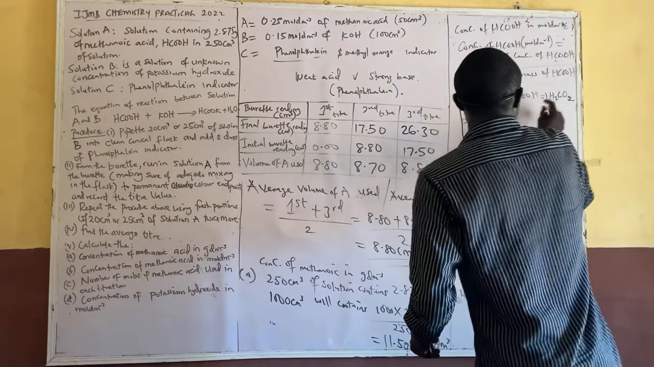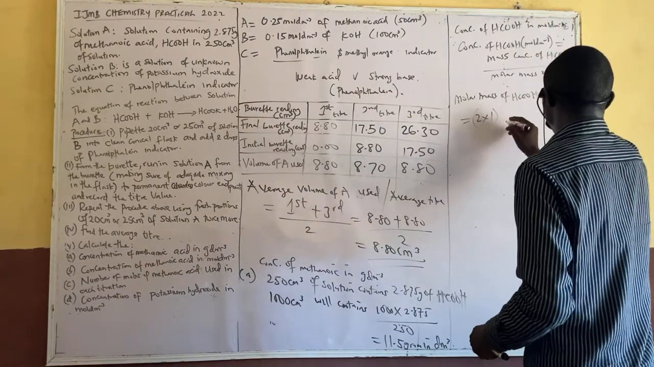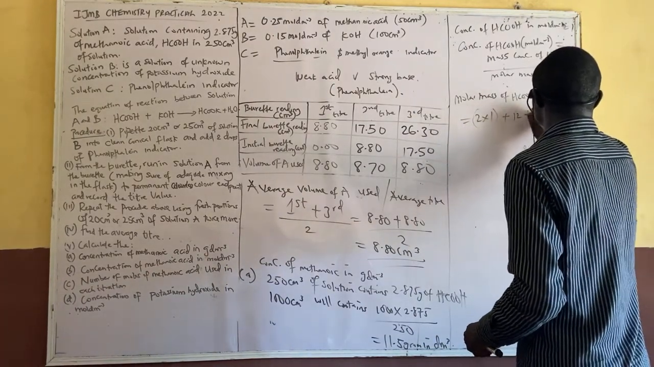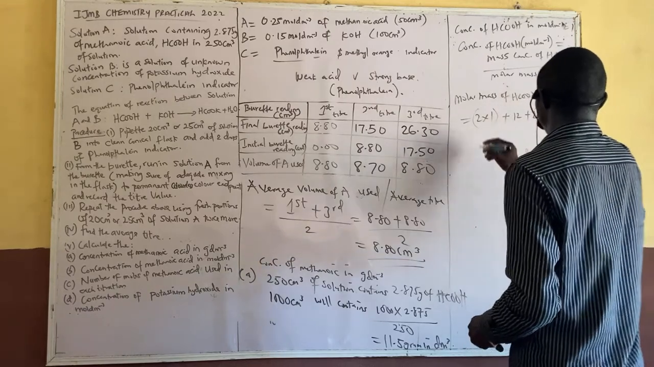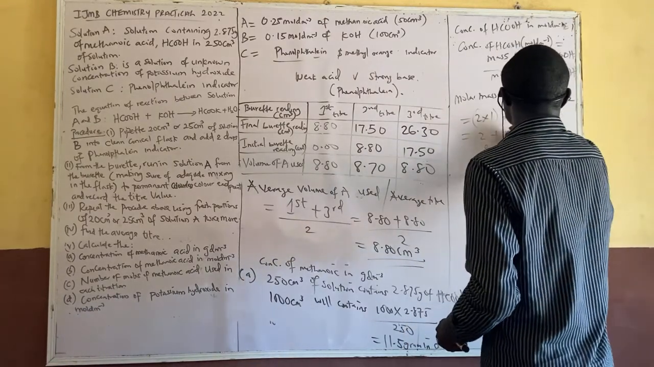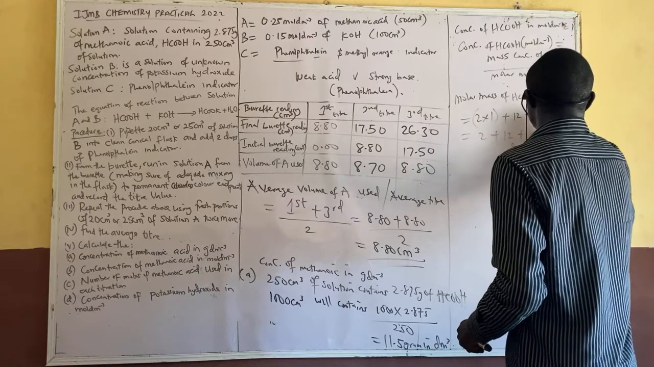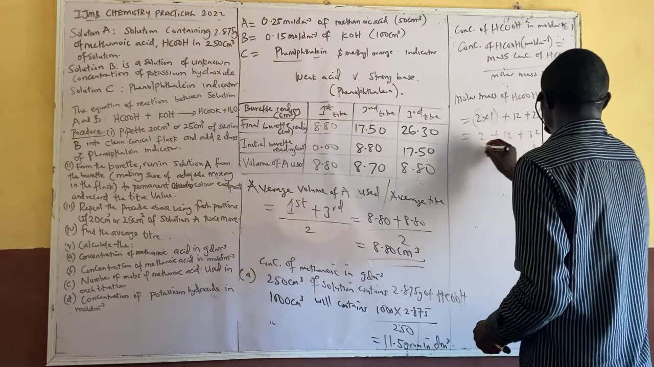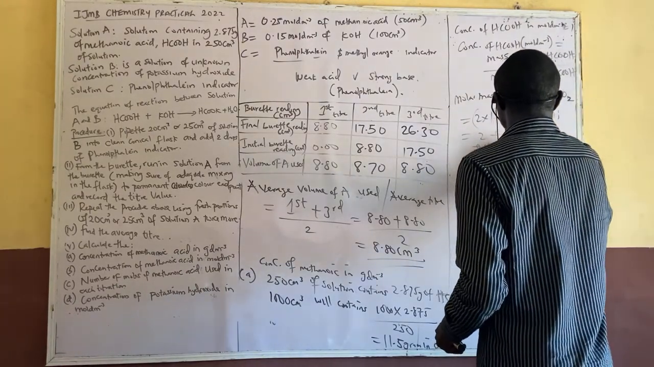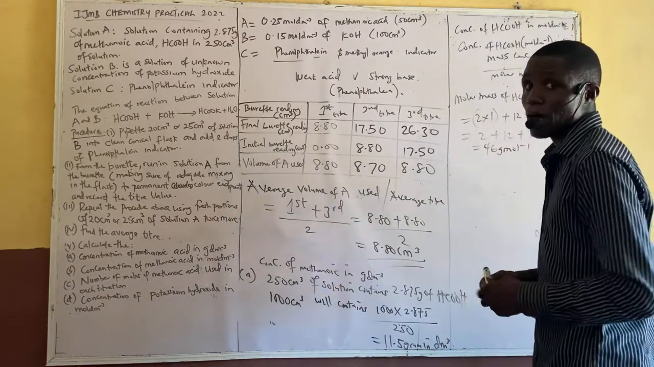So which is 2 times 1, the atomic mass of hydrogen is 1, plus 12, plus 2 times 16, which is 32. So we have 2 plus 12 plus 32. When you add together, this will give you 46 grams per mole. So that's that.